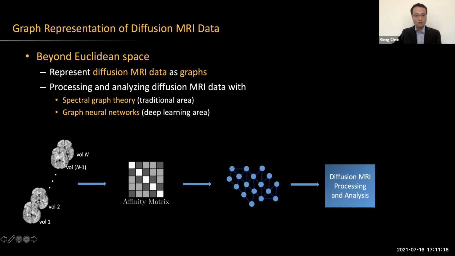Basically, we have a set of diffusion-weighted images, and we are able to construct the affinity matrix to represent or encode the geometry structure of the XQ space. Then the Diffusion MRI data can be represented as graph structured data. So finally, we are able to process and analyze Diffusion MRI data using the tools that are designed for graph structured data.